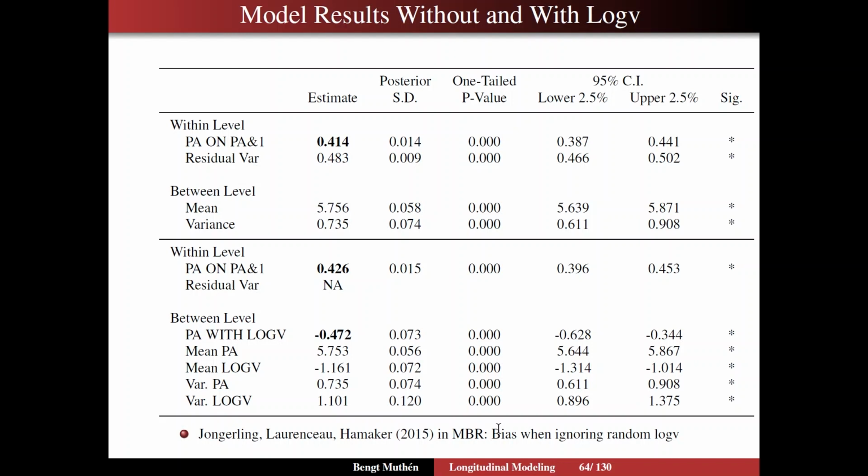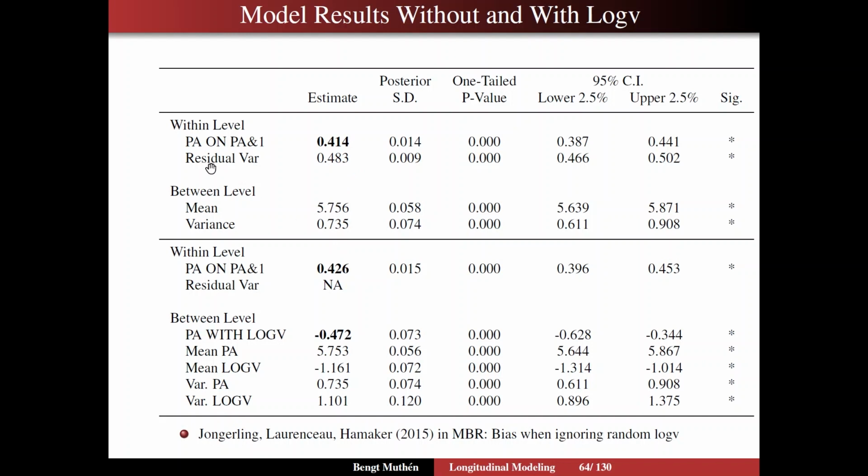Slide 64 then shows the results, and I actually included the model results first without log v here at the top, so that's just repeating what I showed you for step 3 model 1. And at the bottom we have with log v. So if you look at the bottom part of the table, which has to do with the log v run, then we see that the autocorrelation is changed a little bit, but not that much.